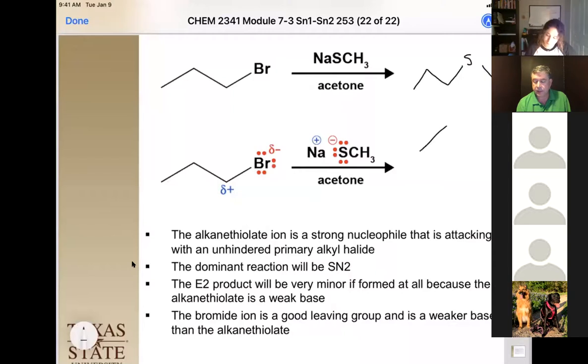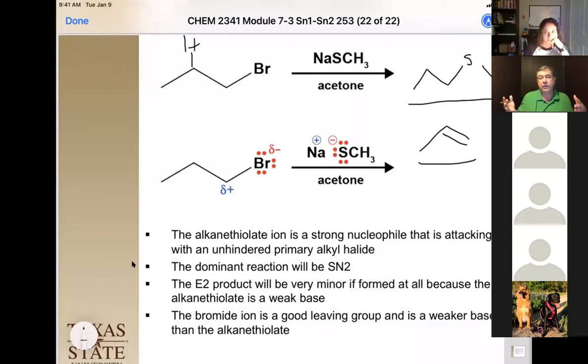The elimination reaction would be that, where we've taken off this alpha hydrogen and this bromine to give us a double bond. Now notice it's only a monosubstituted alkene, so we don't have to worry about stereochemistry of the alkene. That's the only one we can form. But of the two, our substitution product is going to be major, and this is going to be minor.